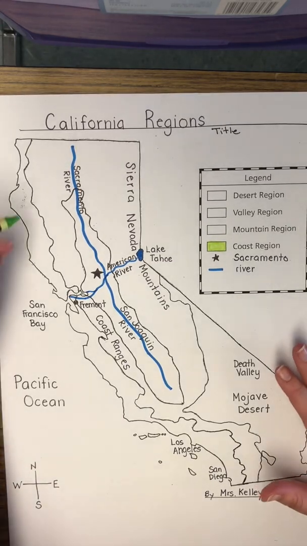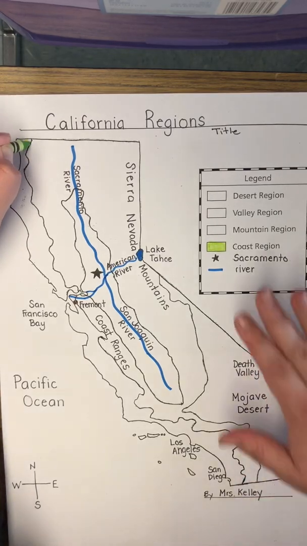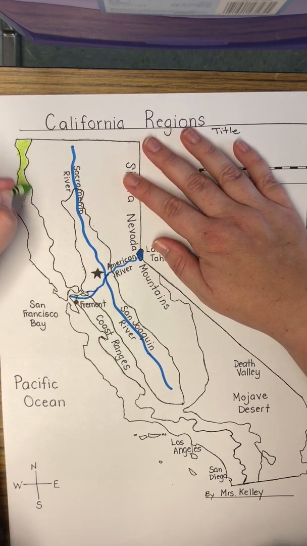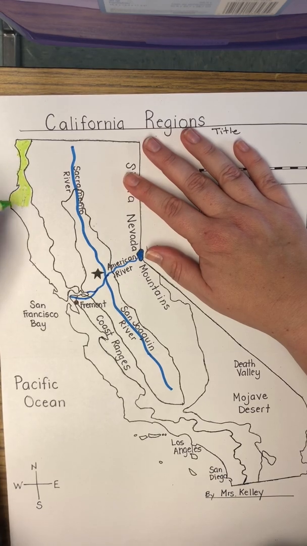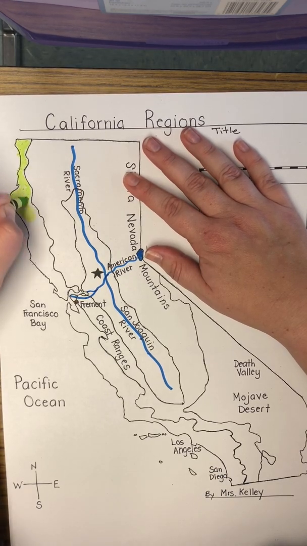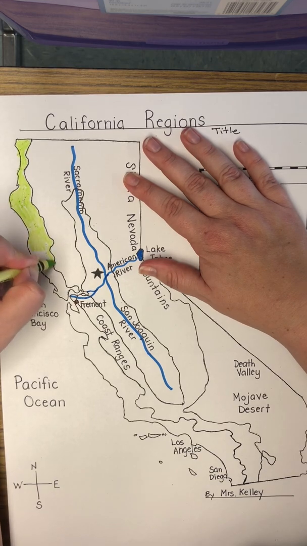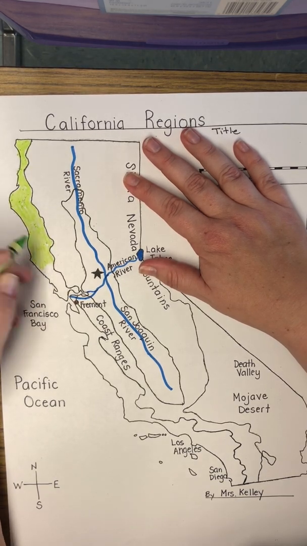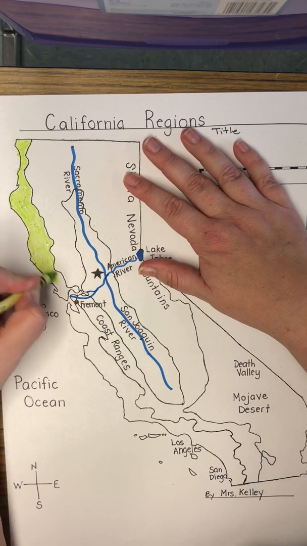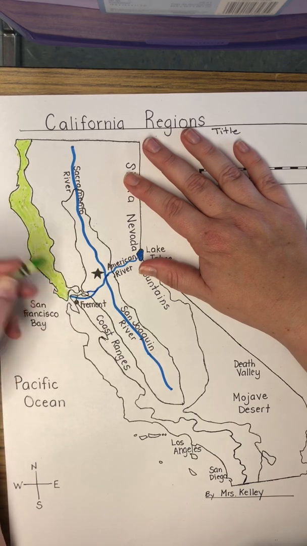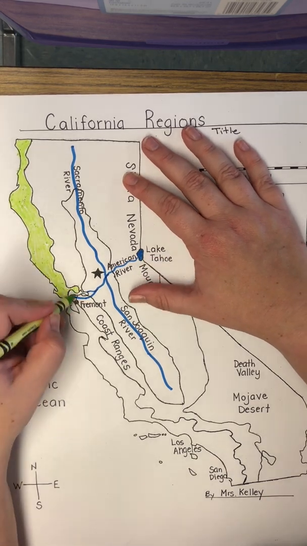All right, I'm going to start up here. The coast region is going to be this entire area all the way down the western portion of our state. All of this area is considered the coastal region. I'm trying my best not to color over the black line because I'm only coloring in the land that's coast region. If I color outside of that, I'm into a different region, or perhaps I'm in the Pacific Ocean.